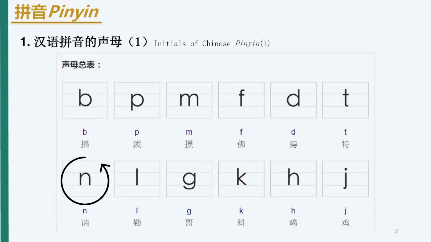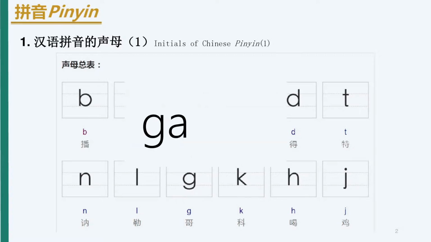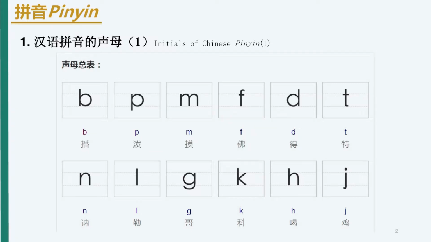So first one, n, n, l, l, g, g. The g is like garage. This one may be a bit strange, but you can write a note as a garage. Then when you think of g, you know it's garage g. Next one, k, k, h, h.